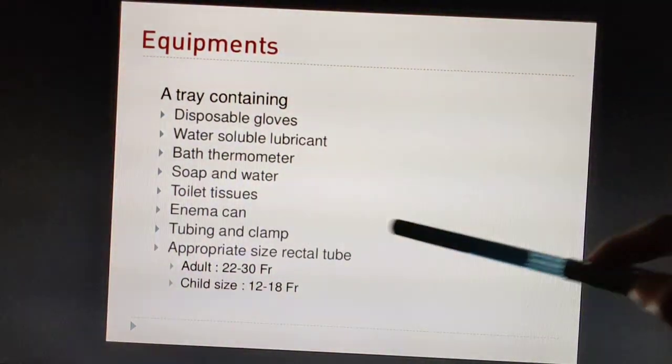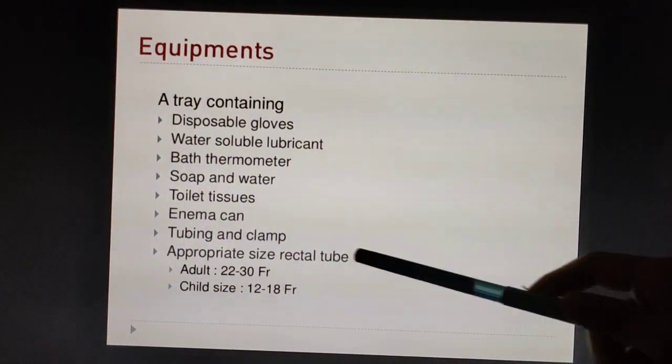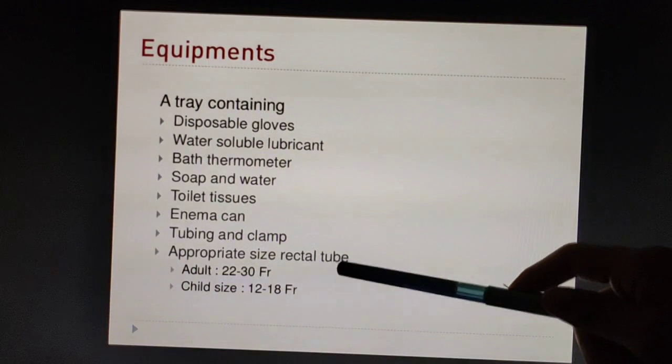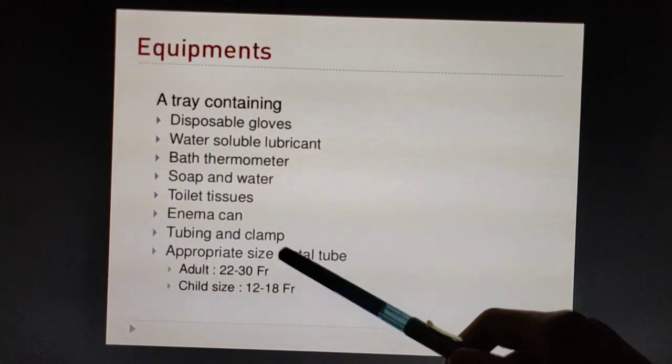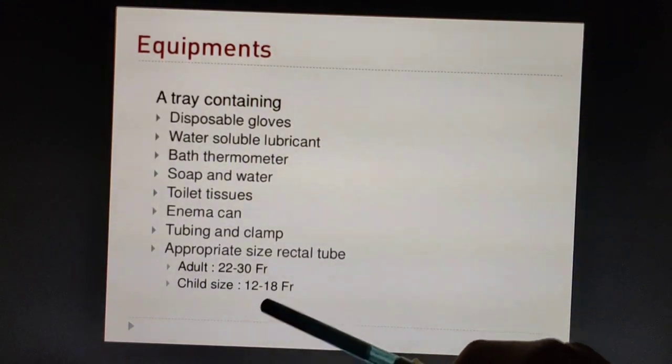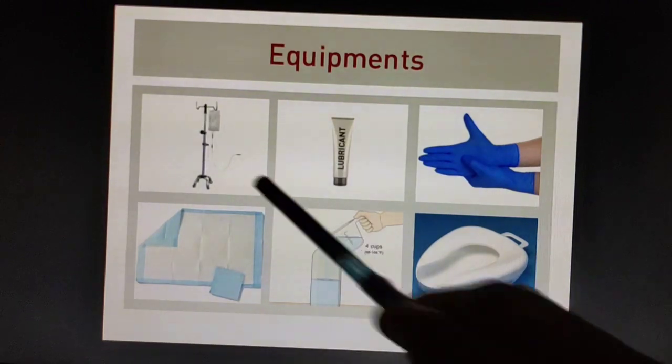Enema can, I will show you in the next slide. Then an appropriate size rectal tube. The rectal tube is like a catheter tube, and we really have to use the rectal tube. For adults it is 22 to 30 French. For children we have to use 12 to 18 French. The equipment is a drip set.